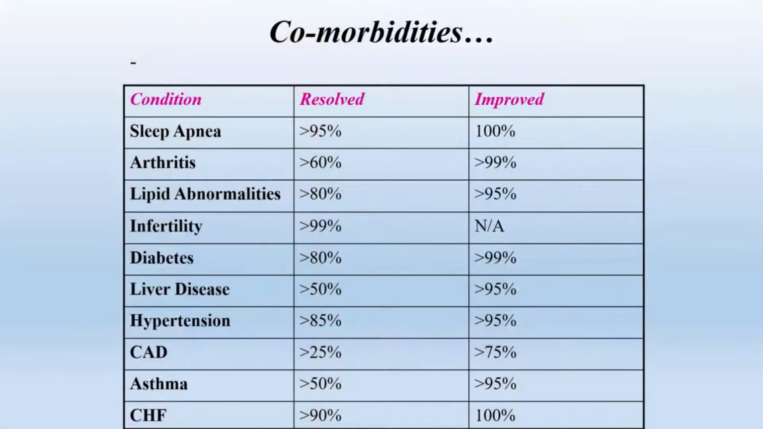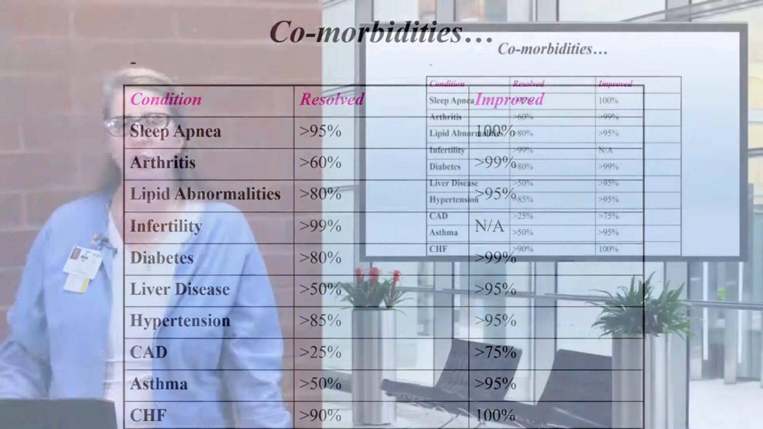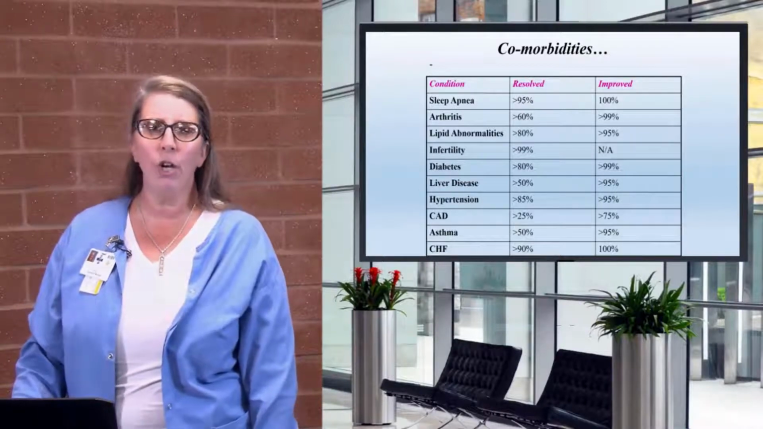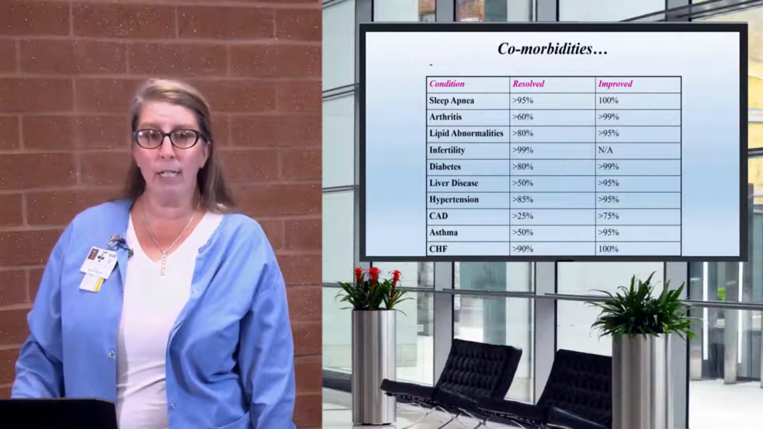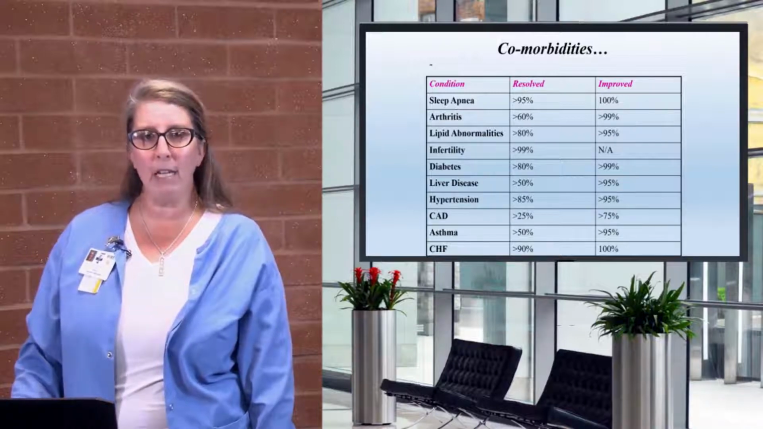For sleep apnea, we can see 95% of people got to completely do away with their CPAP machine after bariatric surgery. And if you didn't completely get to do away with it, we at least saw 100% improvement where people got to turn down their CPAP levels. Arthritis, we see resolution there and improvement. We see lipid abnormalities. That's if your doctor says your HDLs, your LDLs, your cholesterol, your triglycerides, anything like that are out of whack. Infertility, this is referring to PCOS, that polycystic ovarian syndrome.